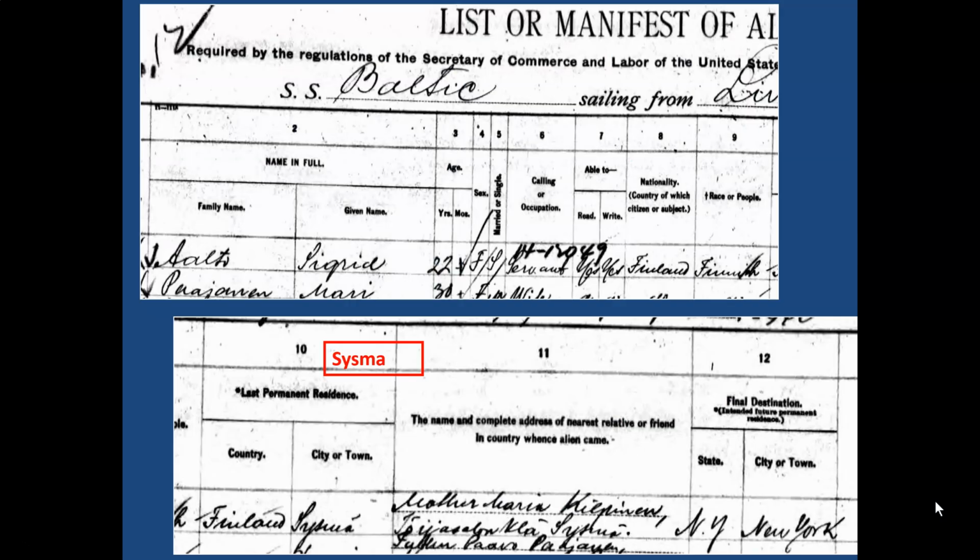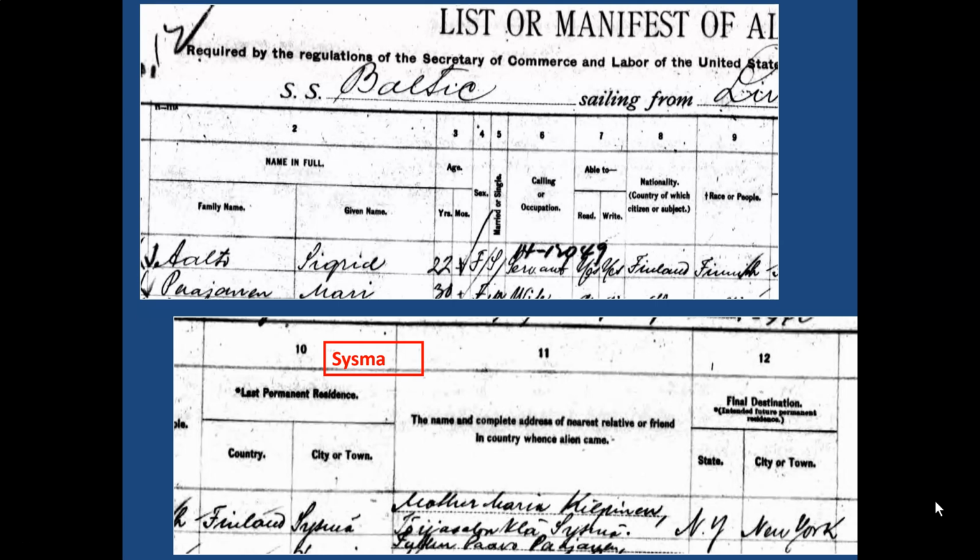This is a passenger list from 1900. Here we see a woman named Sigrid Alto traveled on the Baltic, and she is 22 years of age. She's a female. She's single. It says she's a servant. She's able to read and write. Her nationality is Finland. Her race is Finnish. The last permanent residence is in Saimaa in Finland. And the nearest relative in the country that she came from is her mother, Maria, who also lives in Saimaa. Her final destination is New York City.